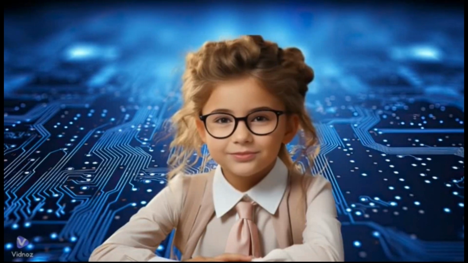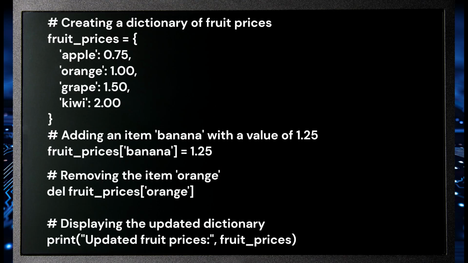We can add or remove items from a dictionary using certain methods. To add an item, we use the key value assignment operator. To remove an item, we use the del keyword. Let's take a look. Here, we've added the item of banana with a value of 1.25 to the dictionary fruit_prices using the key value assignment operator. Then, we've removed the item orange using the del keyword.